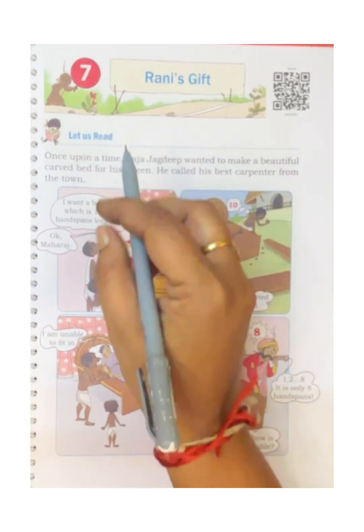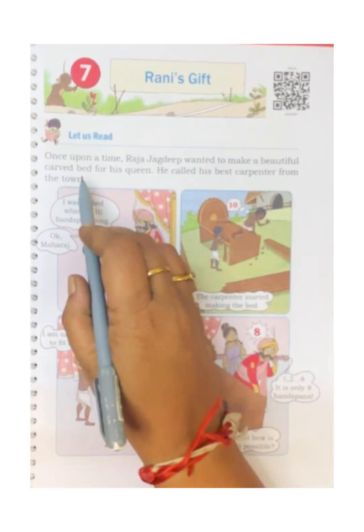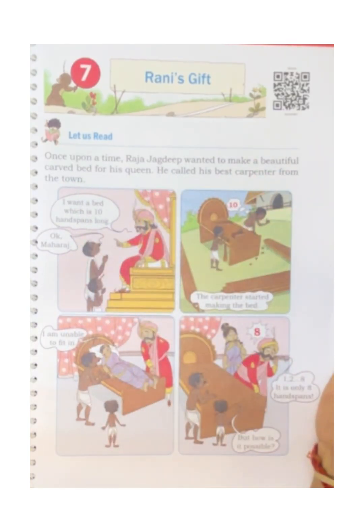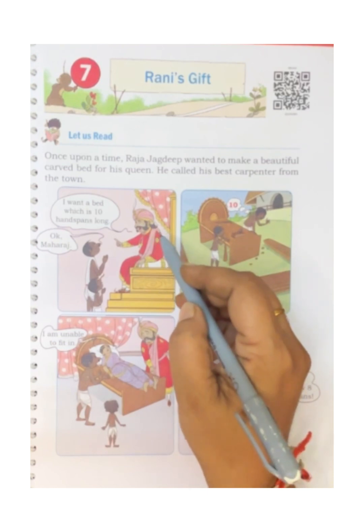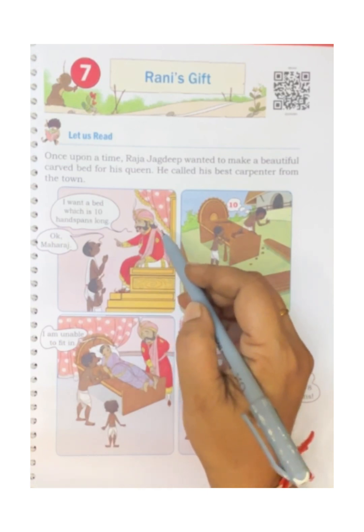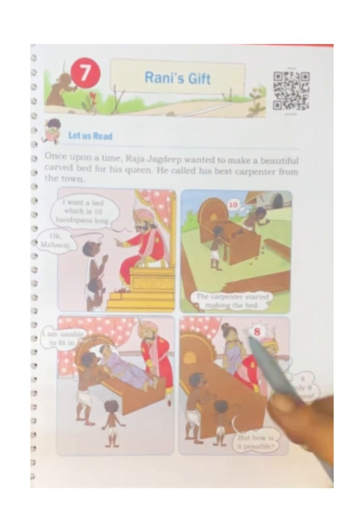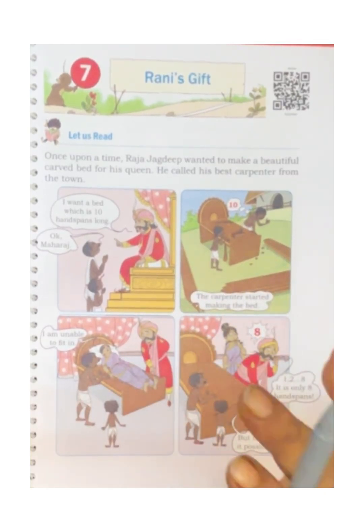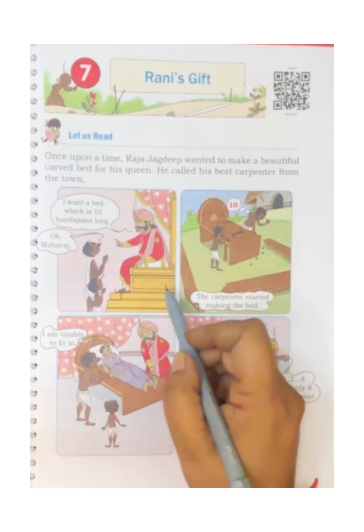Let us read. Once upon a time, Raja Jagadeep wanted to make a beautiful carved bed for his queen. So once upon a time, this king by name Raja Jagadeep wanted to make a beautiful carved bed for his queen. A carved bed has a lot of designs, children, carvings on it. Carvings are nothing but designs like this. Can you see here? Okay.